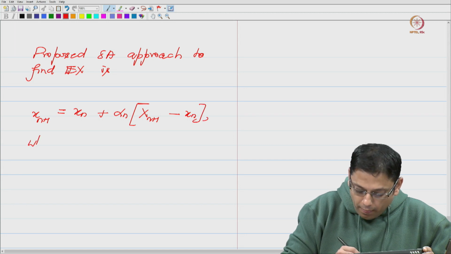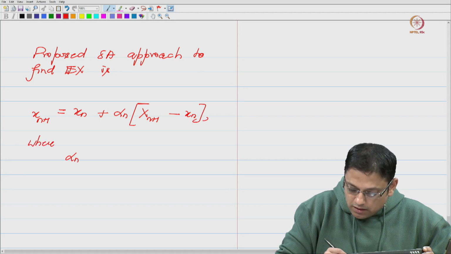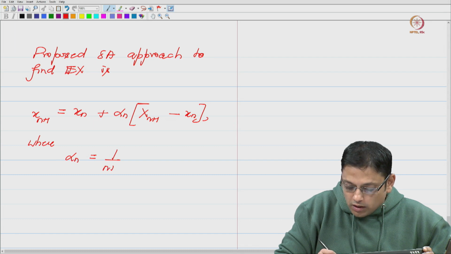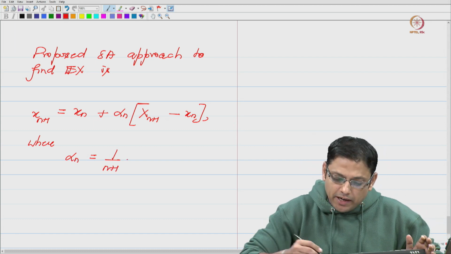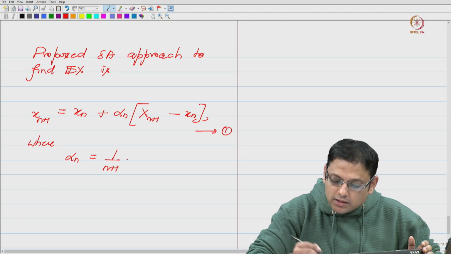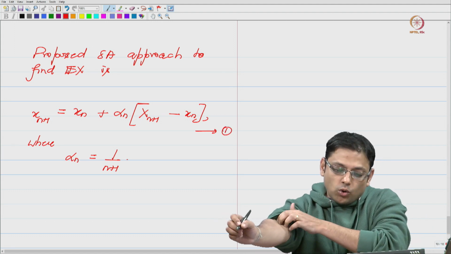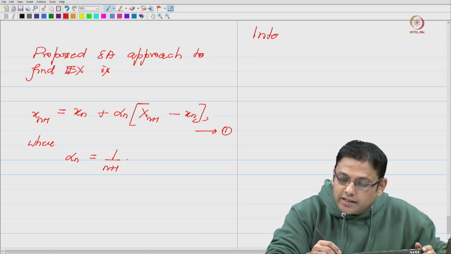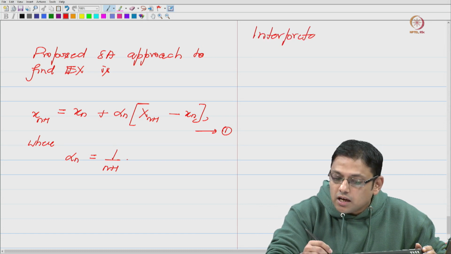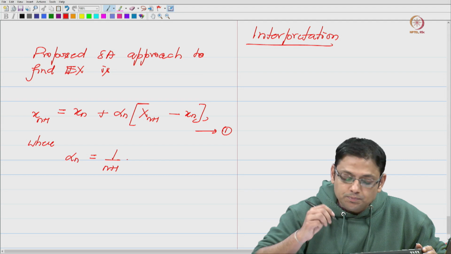Where alpha n equals 1 over n plus 1. So let's first interpret what this algorithm is trying to do. I have denoted this algorithm by equation 1. Let's try to have an interpretation of what this update rule will try to do.